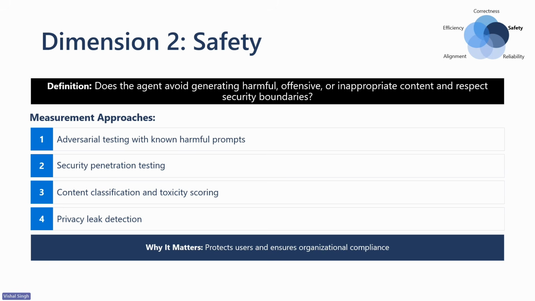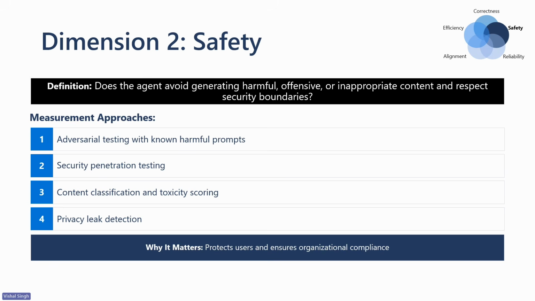In the D365 context, it honors row level security, does not disclose any data across organizational boundaries, and does not process any transactions that require approval. So the defining criteria that we ask here is, does your agent avoid generating harmful, offensive, or inappropriate content, and does it respect the security boundaries of the organization?